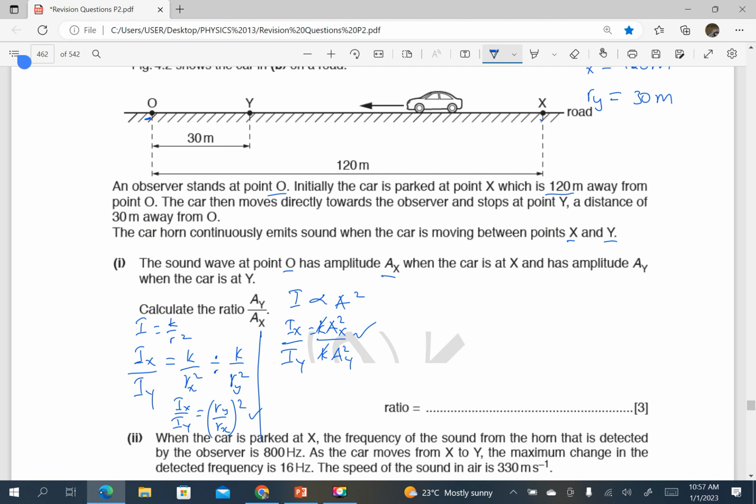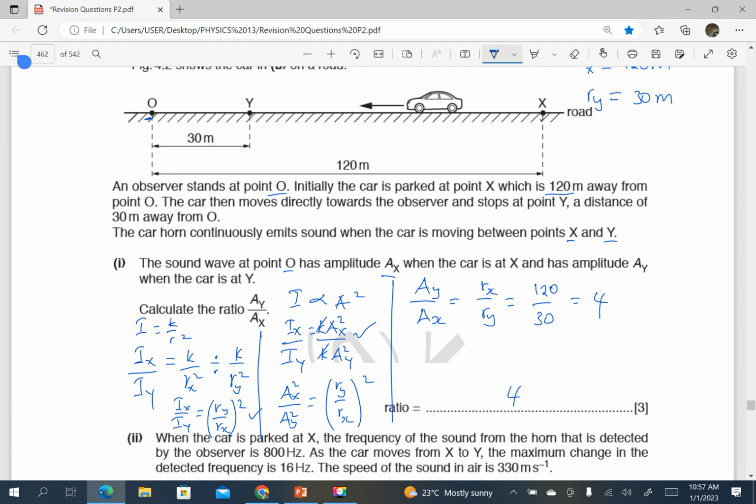Therefore, it is going to imply that Ax squared over Ay squared is equal to Ry over Rx, and this is squared. There is a square on both sides, so the square goes off. We get the square root on both sides. But remember, we want the ratio Ay over Ax, so I take the reciprocal on both sides. So Ay over Ax is going to simply be Rx over Ry. Remember, Rx was 120 and Ry was 30. So this gives us automatically 4. So therefore, the ratio is 4.